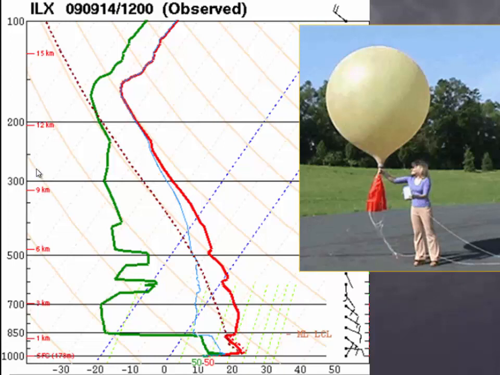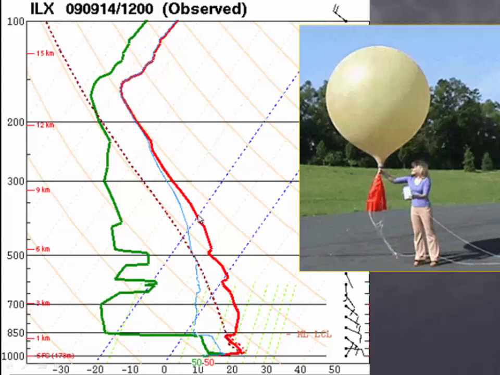So you can see on the left-hand side, the scale here starts at the surface of the Earth and goes up to about 15 kilometers. So the troposphere is about right here. You can see the troposphere on this particular day, September 14th, 2009 in the morning. This is 12 UTC, which is about 6 o'clock in the morning. The tropopause, if you will, actually was right around 13 kilometers or so.